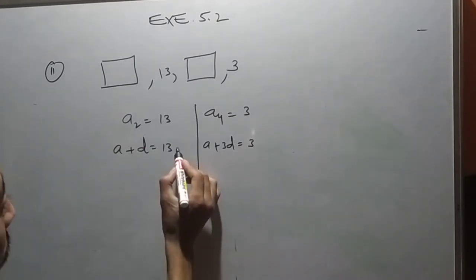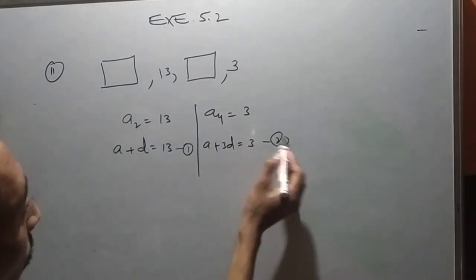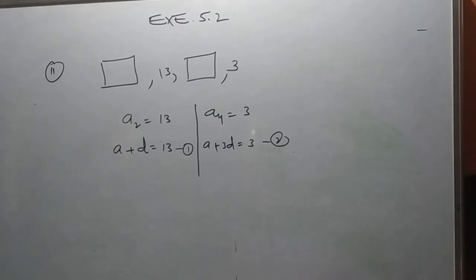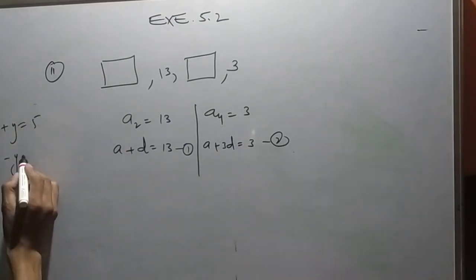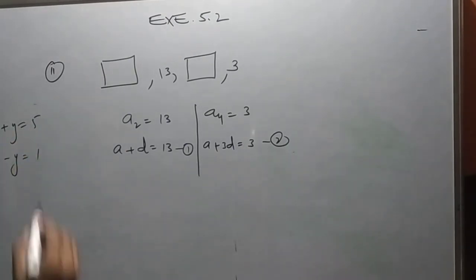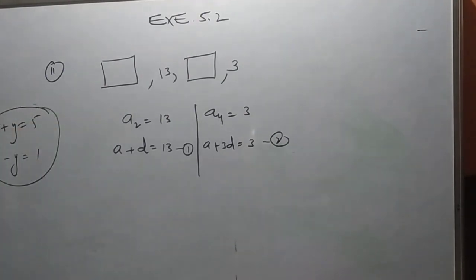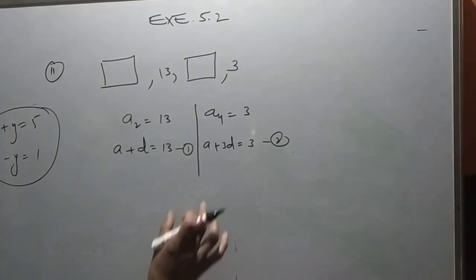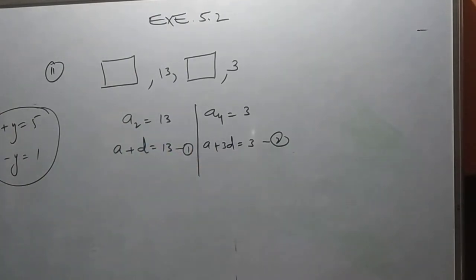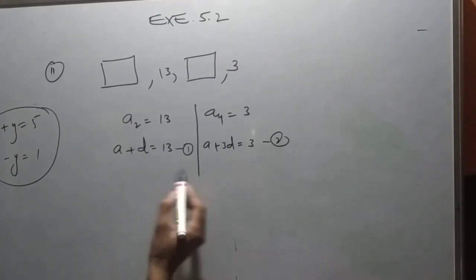This is a pair of linear equations in two variables, like x plus y equals 5 and x minus y equals 1. We can solve a pair of linear equations by the graphical method or algebraic methods: substitution, elimination, cross multiplication. The best option here is the elimination method.